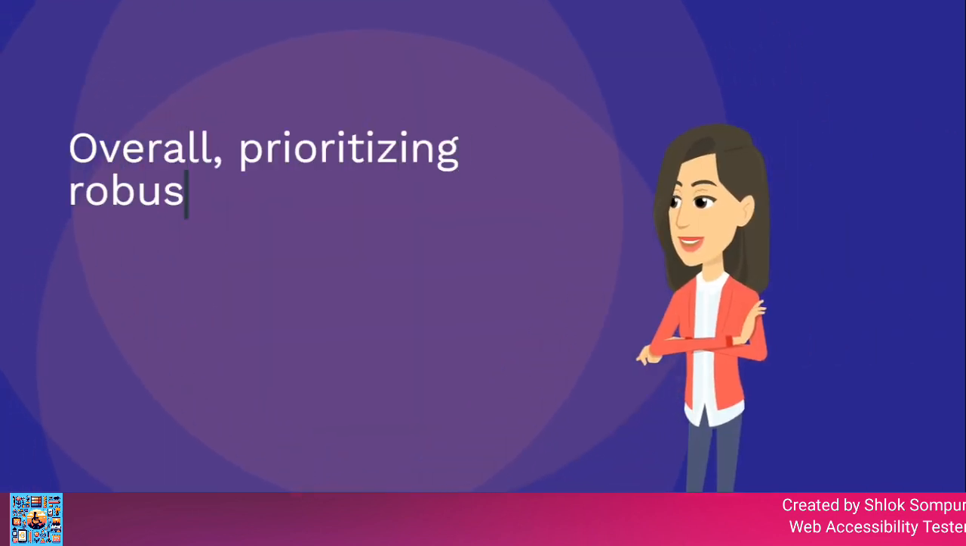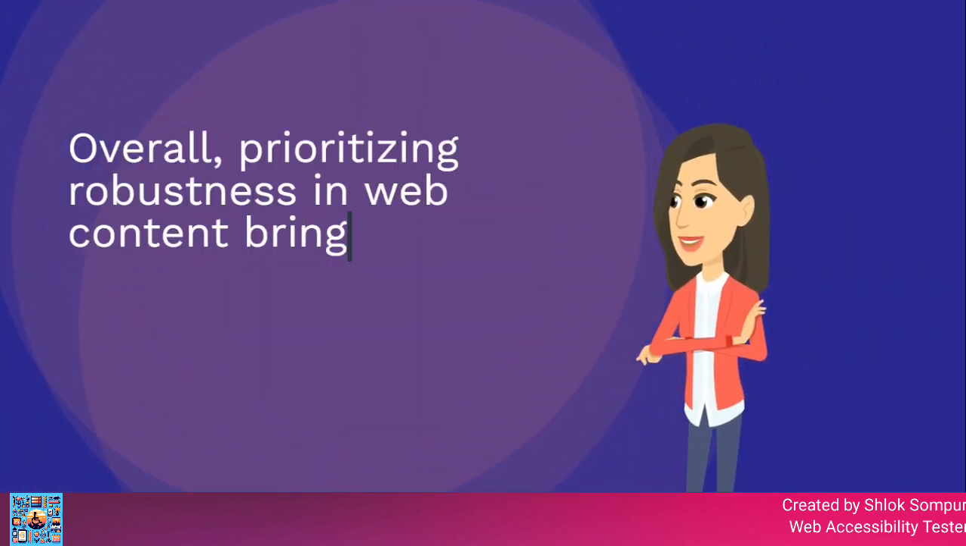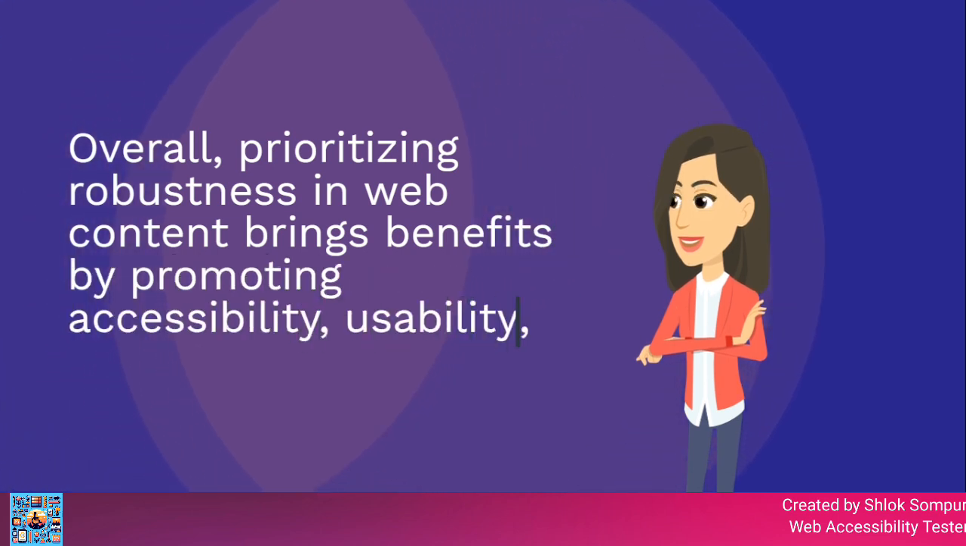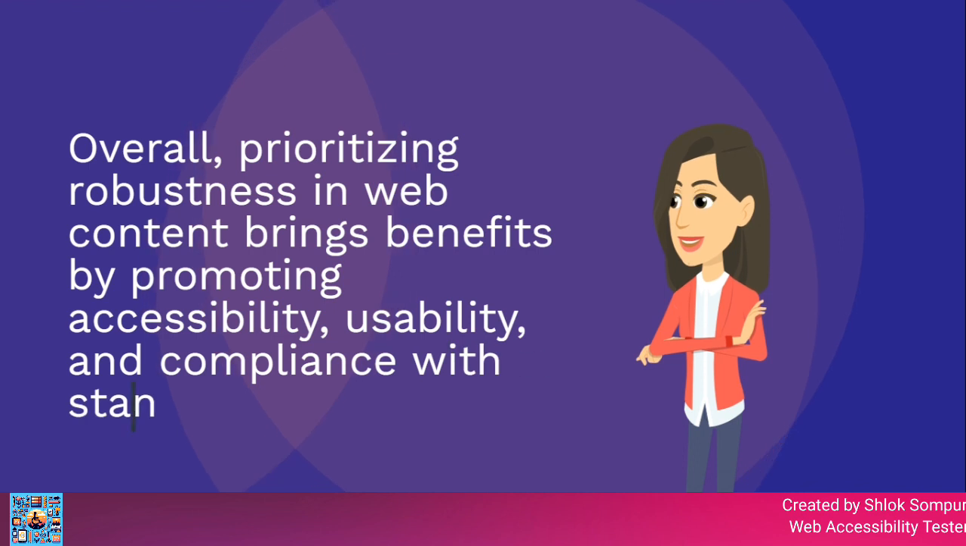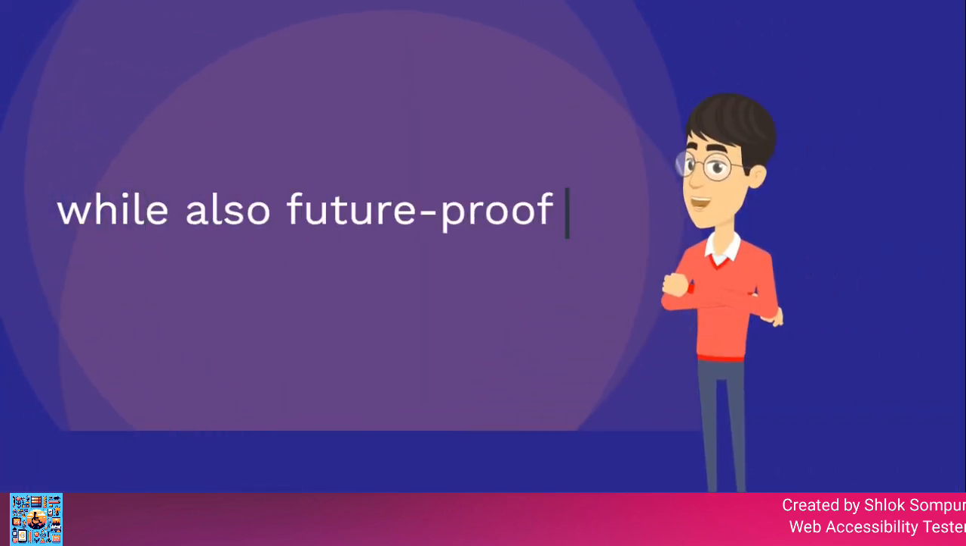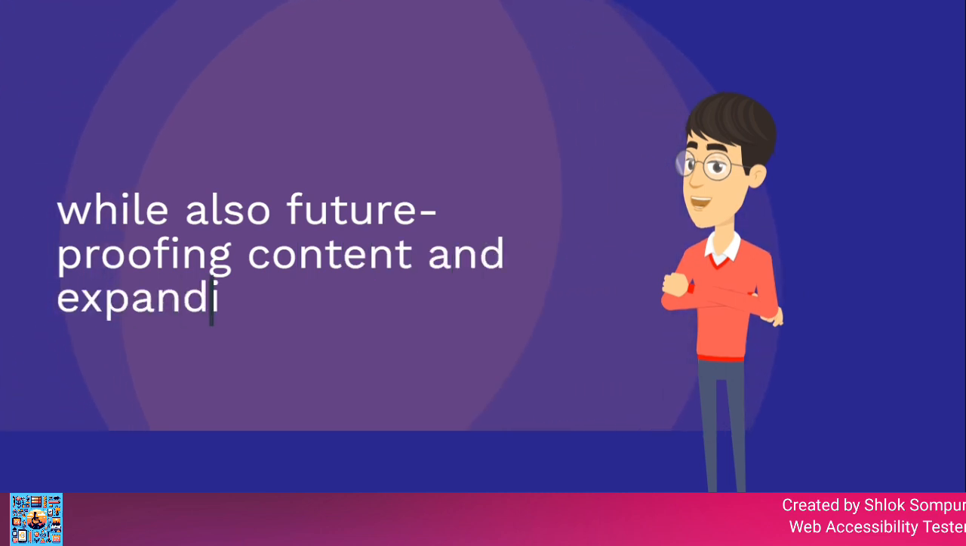Overall, prioritizing robustness in web content brings benefits by promoting accessibility, usability, and compliance with standards, while also future-proofing content and expanding its reach to a wider audience.